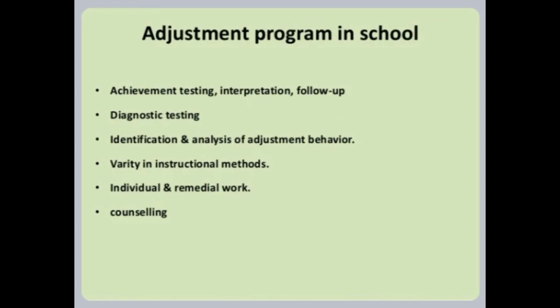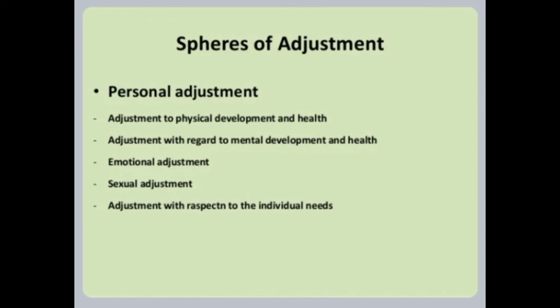There are adjustment programs in school. Number 1 is the achievement testing, interpretation, and follow-up. Next is the diagnostic testing. Next is the identification and analysis of adjustment behavior. Next is the variety of instructional methods. Next, individual and remedial work. And lastly, the counseling. There are 2 types of spheres of adjustment, the personal adjustment and the social adjustment.